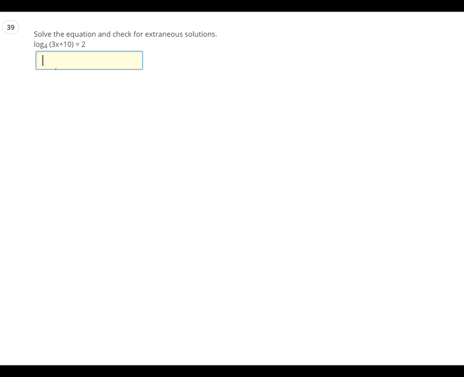Alright. So right now, I've got to get this thing here out of the log. Remember when we have one log on one side, what do we use? Remember the name for it? We do this thing. We're going to use the log loop. You guys are really good at it. It's been a long time since we used it, right? So, we're going to use the log loop. So I'm going to go 4 to what power? Second equals 3x plus 10.